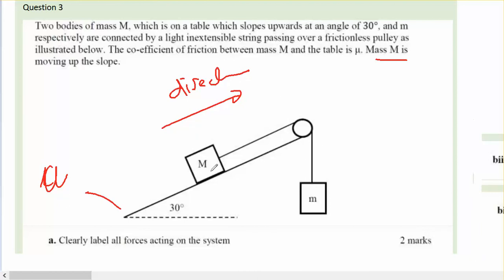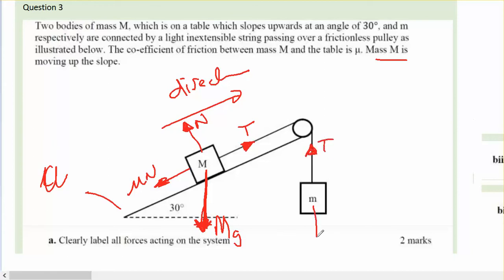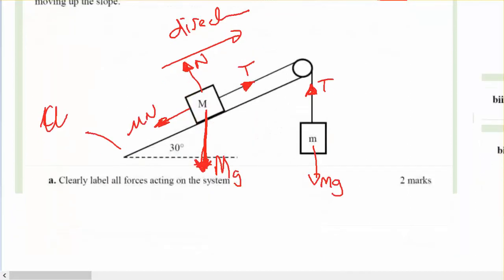Clearly label the forces. Okay, so we will have one vertical force here, which will be the weight force, capital M times g. We will have a normal reactive force, which is perpendicular to the surface. We will have a frictional force, which is mu N, and we will have tension. Of the dangling mass, we will have tension, and we will have a small m g, being the 6 forces that exist in this particular case.